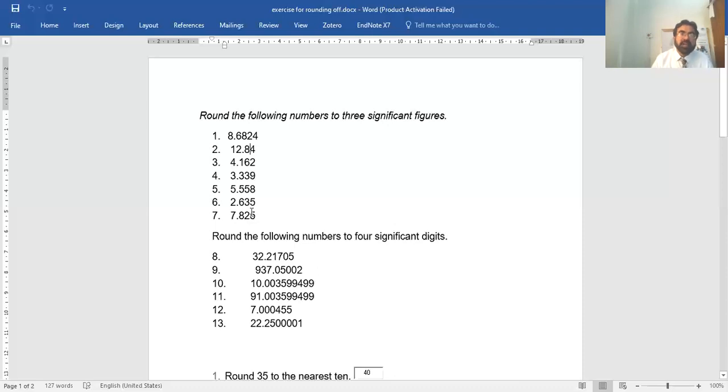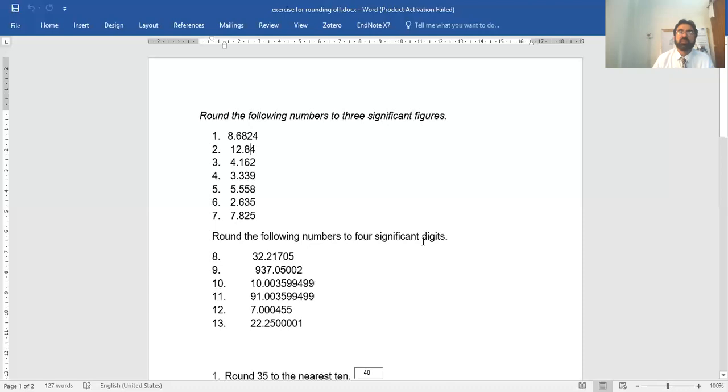7.825, this is the 5. After the deletion of 5, you cannot increase the 2 by 1. The reason is it is an even number, so it will remain unaltered and it will become 7.82.